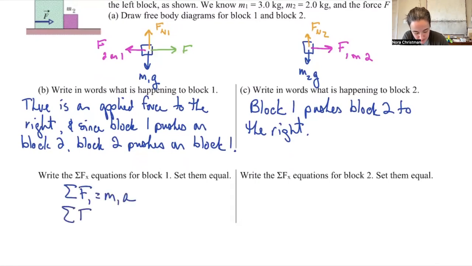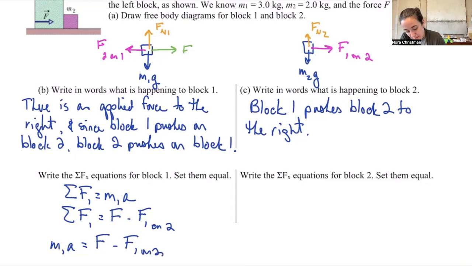Second equation comes from the diagram. And then it says set them equal, so we'll do that. M1A equals F minus F1 on 2. And then for block 2, we only have one force acting on it.